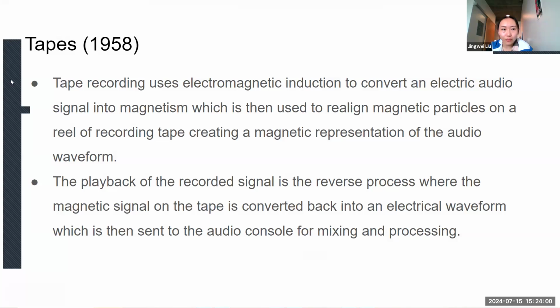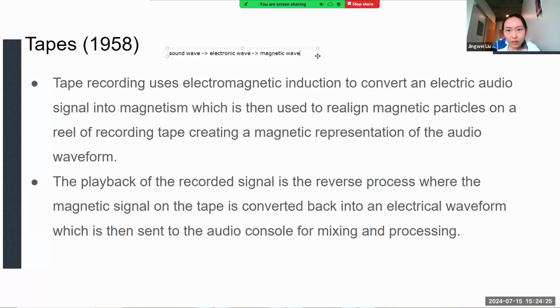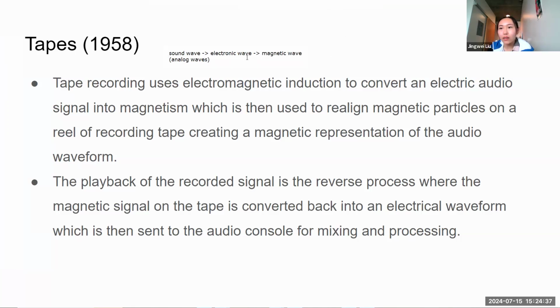So from sound wave to electronic wave and to magnetic wave. Okay. So all those waves are actually analog waves, because all those waves are continuous, okay? They are of the form like continuous waveform, right?